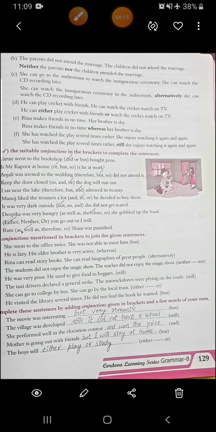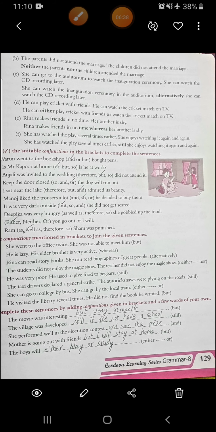Then C example. She can go to the auditorium to watch the inauguration ceremony. She can watch the CD recording later. How is it formed? She can watch the inauguration ceremony in the auditorium. Alternatively, she can watch the CD recording later. So she has an alternative: either she can go and watch the inauguration ceremony in the stadium by herself, or she can watch it later in the CD recording.